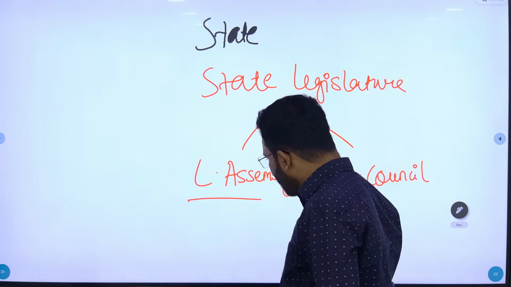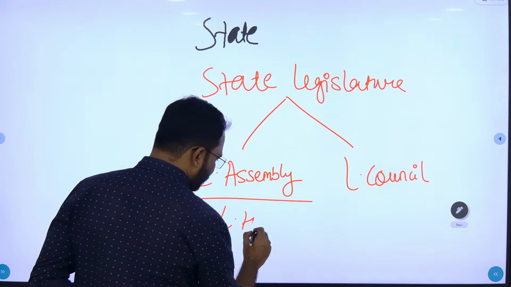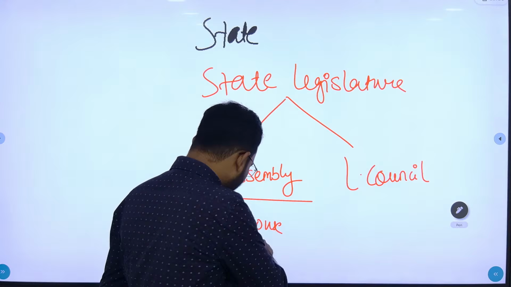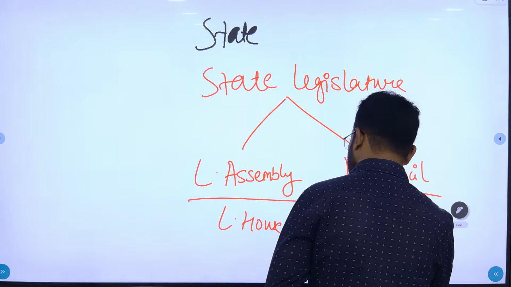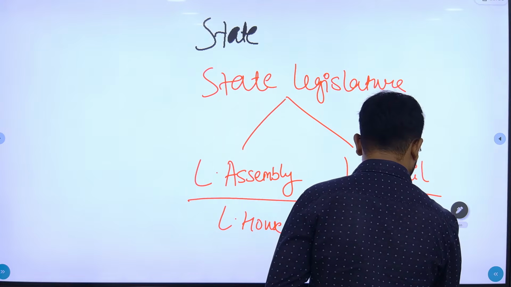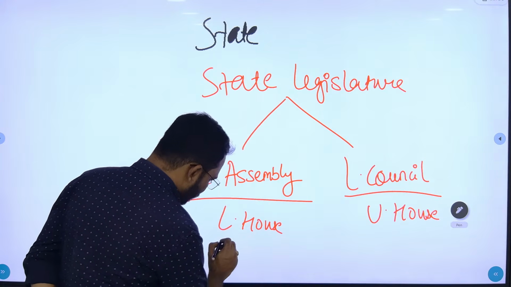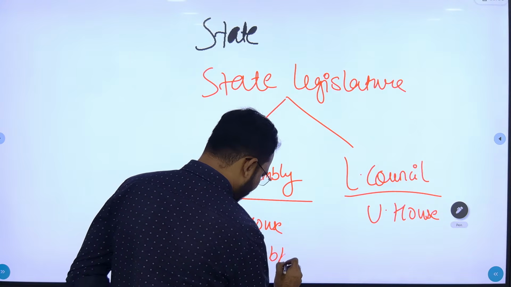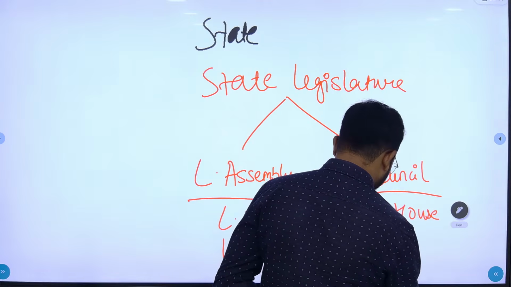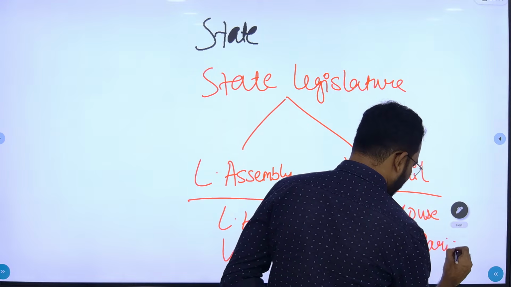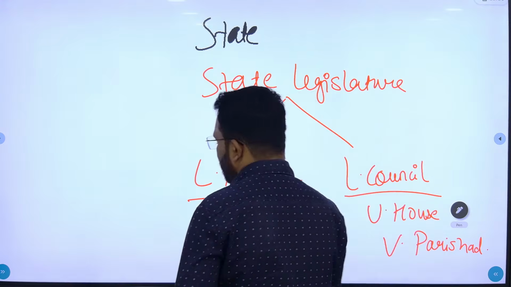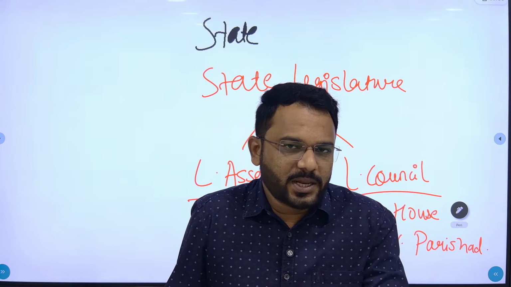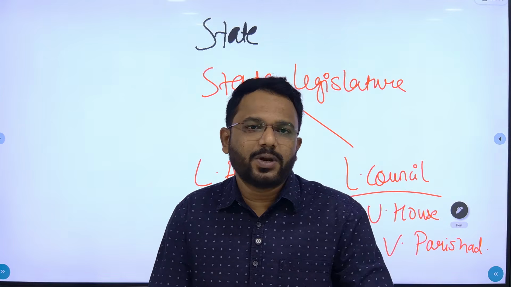Okay, and this legislative assembly is known as the lower house or Vidhan Sabha, and this legislative council is known as the upper house, also known as Vidhan Parishad. Okay, so in this way, in our Indian Union, we have two kinds of legislatures for the state. One is unicameral and the second one is bicameral.